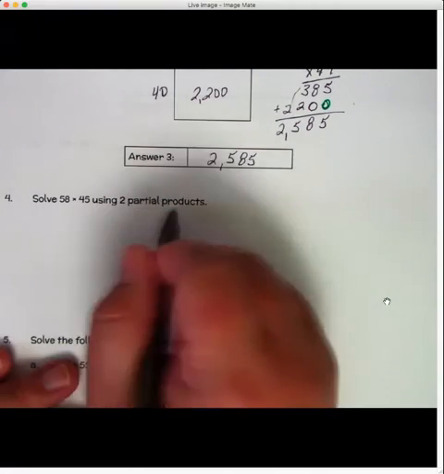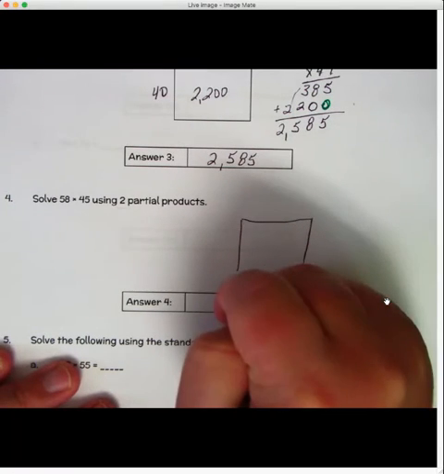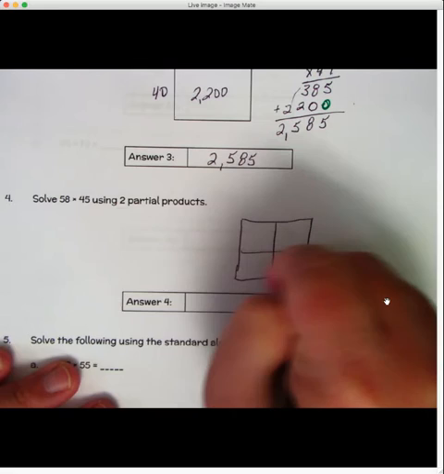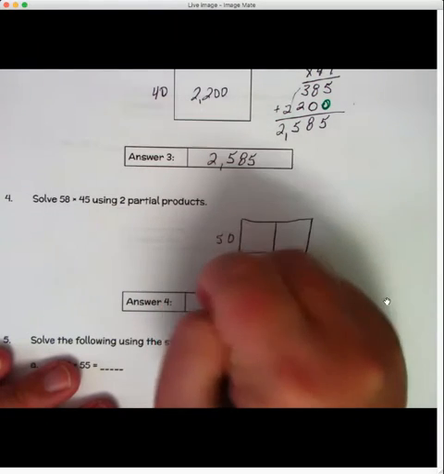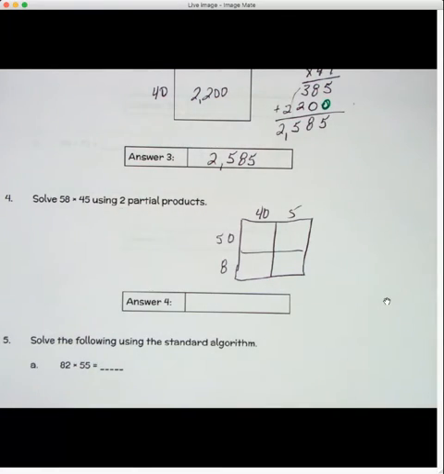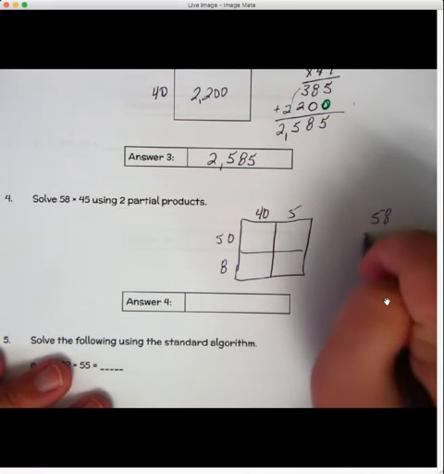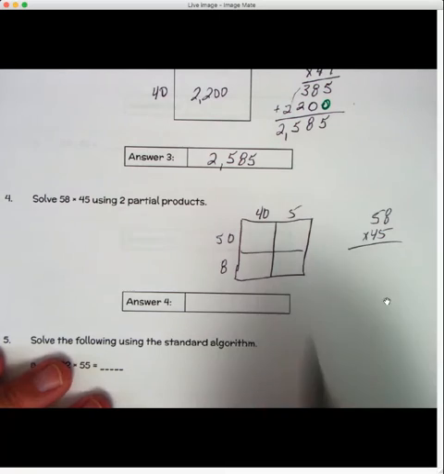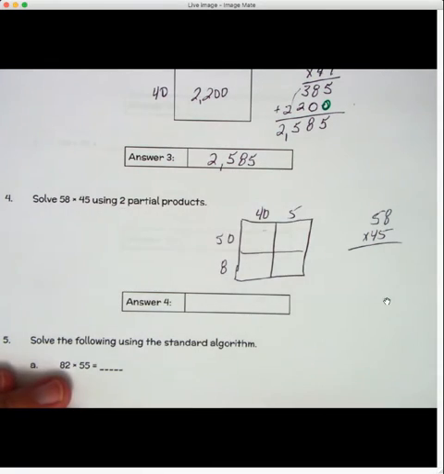Partial products, since it says to use partial products, let's just review one more time how to do the area model. We draw our box with 4 boxes. Break apart 58. We'll break it into a 50 and an 8. We'll break apart 45 and do a 40 and a 5. So you could do this area model. You could do 58 times 45. You're going to get the same answer either way. But we'll just review it this way this time.